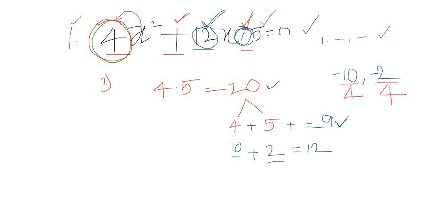Now, the next job is to check if there is any cancellation in these numbers. Now see the check. 2 1s are 2, 2 2s are 4. And here 2 2s are 4, 2 5s are 10. Right, got it? Now here the first root is minus 5 by 2, and the second is minus 1 by 2. Am I right or wrong?